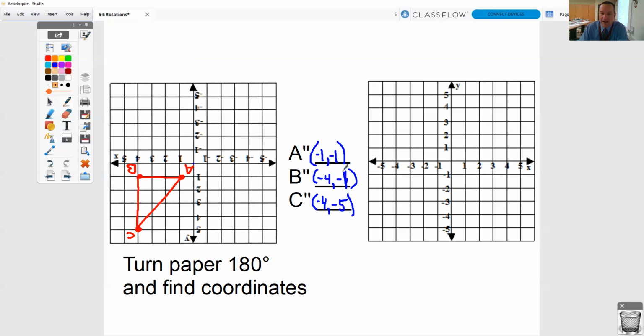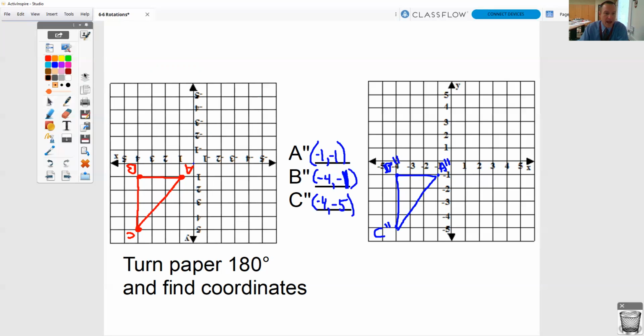So now that we're ready to graph, that's a 1 there. Starting in the middle, over to -1, down to -1. This is A double prime. Make sure you put the 2 little apostrophes there. -4, -1. This is B double prime. And -4, -5. Over to -4, down to -5. This is C double prime. Connect the dots. Notice that we have that same exact triangle that we had over here.